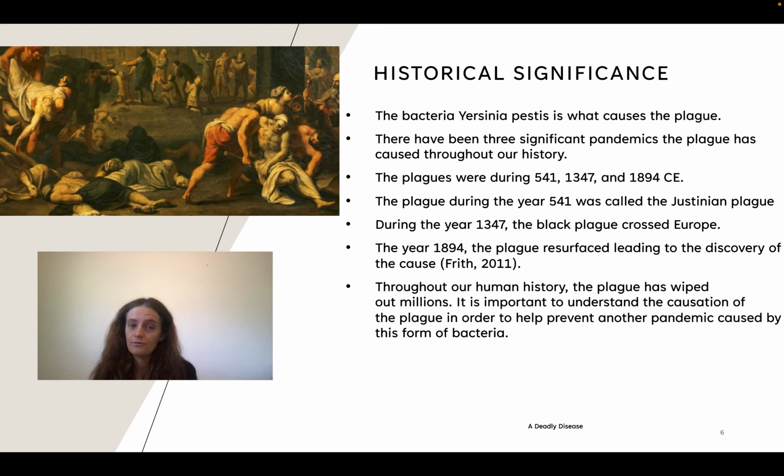The plague in 1347 is perhaps the most famous form of the plague. It was called the bubonic plague or the Black Plague. It spread from Asia to Europe and all the way to Russia. This is the most well-known form of the plague and has the most adaptations in pop culture.